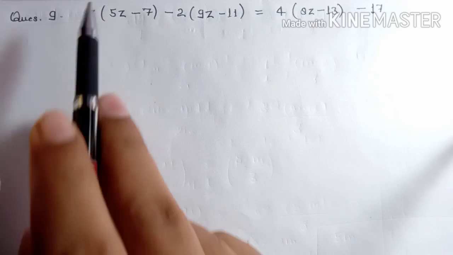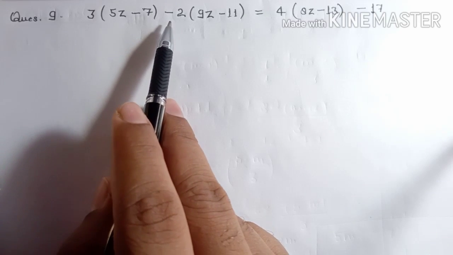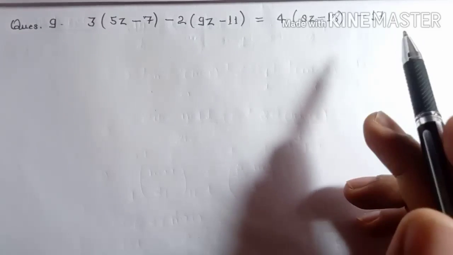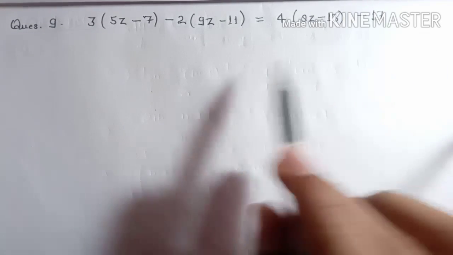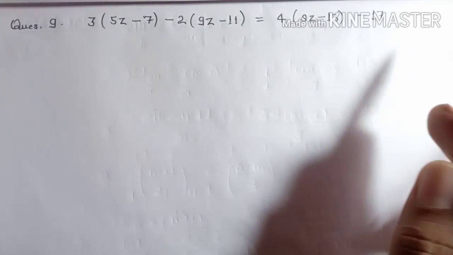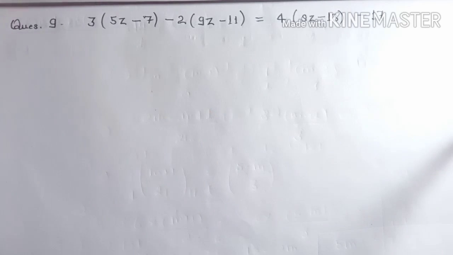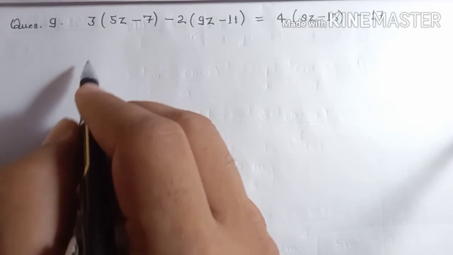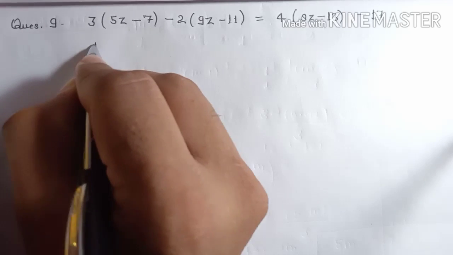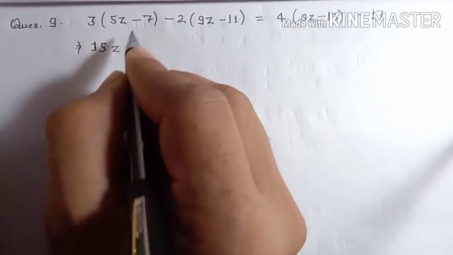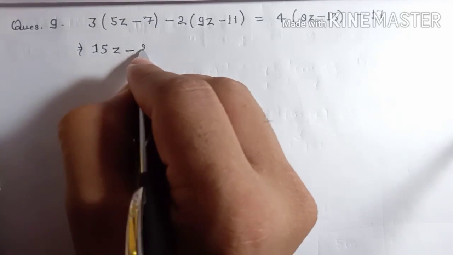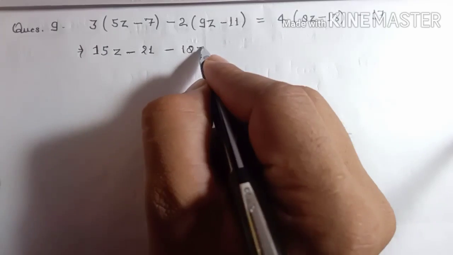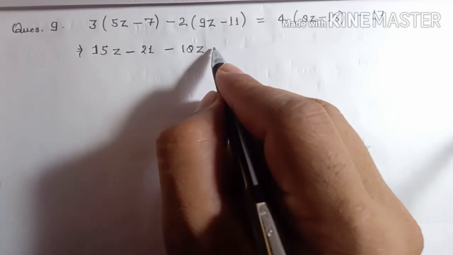Question number 9. 3 multiplying (5z minus 7) minus 2 multiplying (9z minus 11) is equal to 4 multiplying (8z minus 13) minus 17. So what to do? First simplify all the brackets. You have to multiply by the numbers which are given outside. So multiply 3 to 5z, you will get 3 fives are 15z, and minus 3 sevens are 21, and here 2 nines are 18z, and when 2 multiplies 11, we will get.